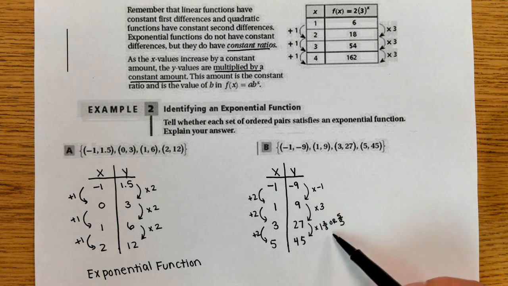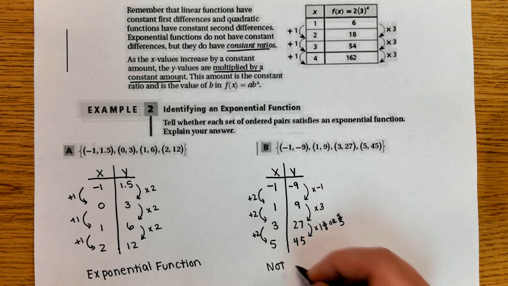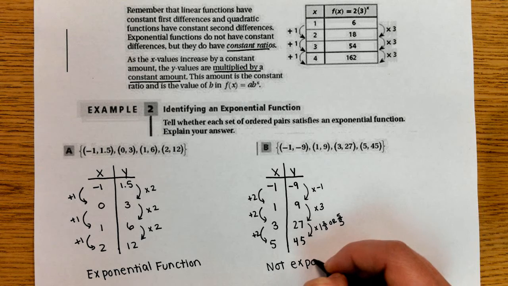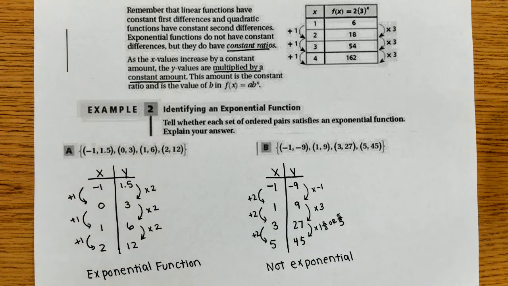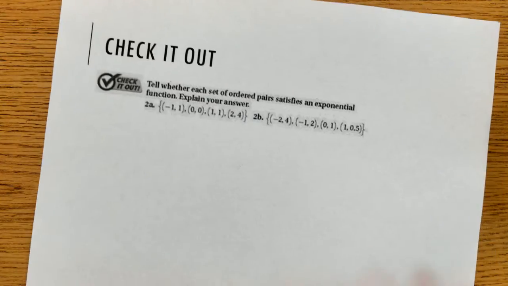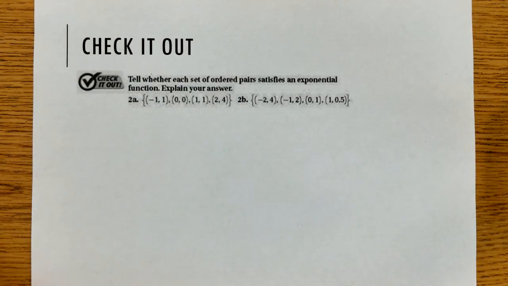Now, these are not the same multiple here. It's not constant. We're not being multiplied by the same constant amount. So this is not exponential. So now there are 2 check it out problems for you to do. So go ahead, take a moment, pause the video, and then resume when you're ready to check your answer.